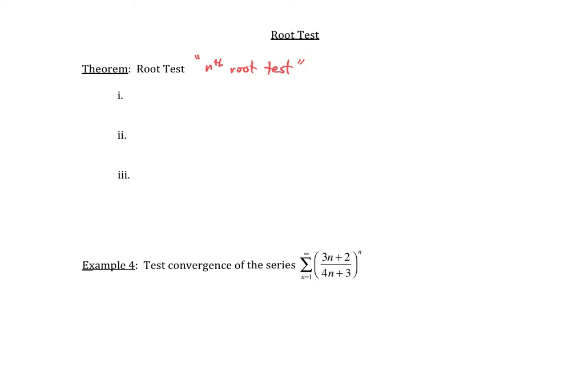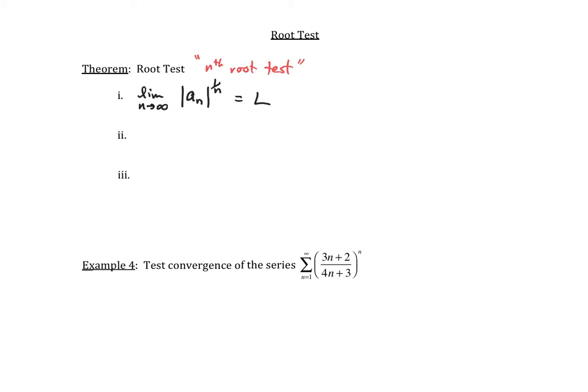So here's what we're going to do. Just like in the ratio test, we're going to have to calculate the limit of something. It's going to be the limit as n goes to infinity of the absolute value of the general term a_n, and then we calculate the nth root, meaning the root of index n. We're going to call this limit a number, L.